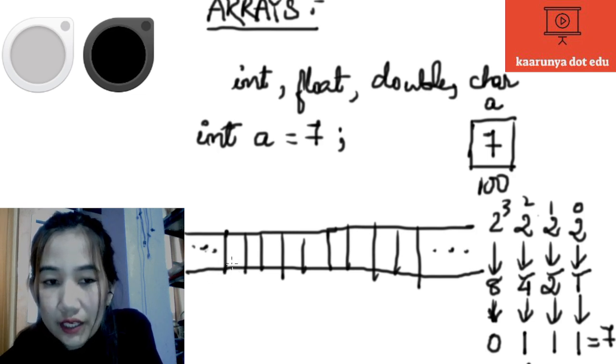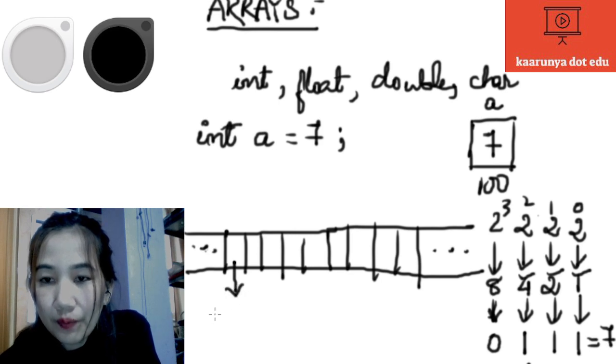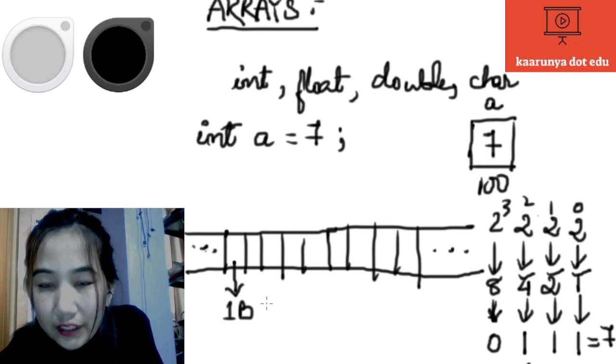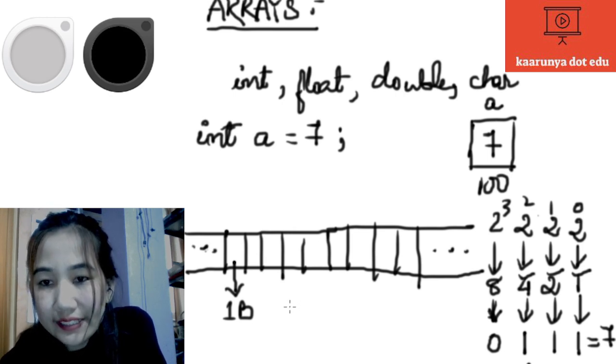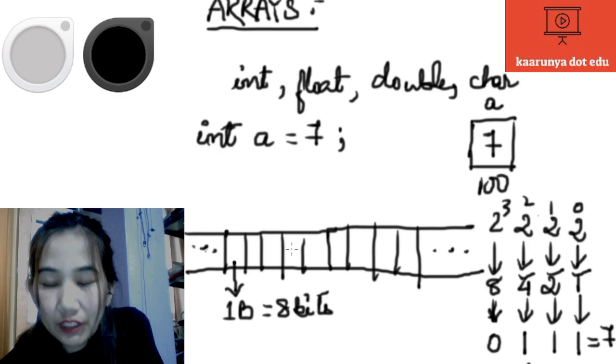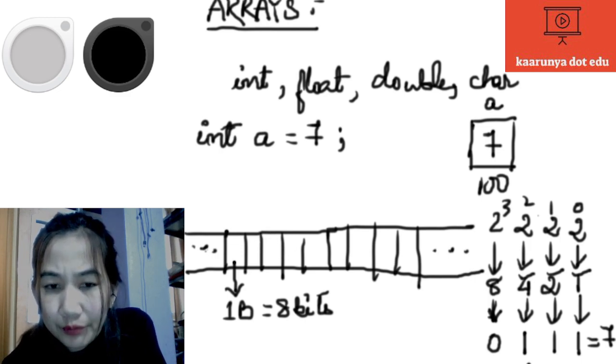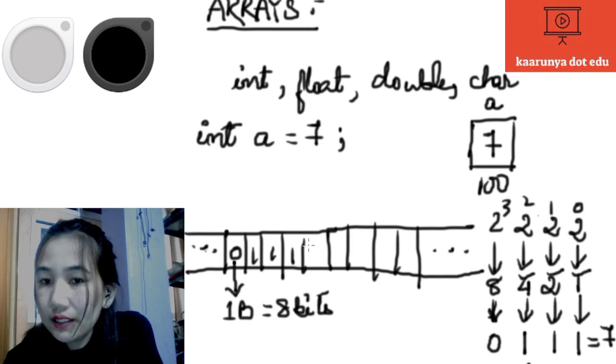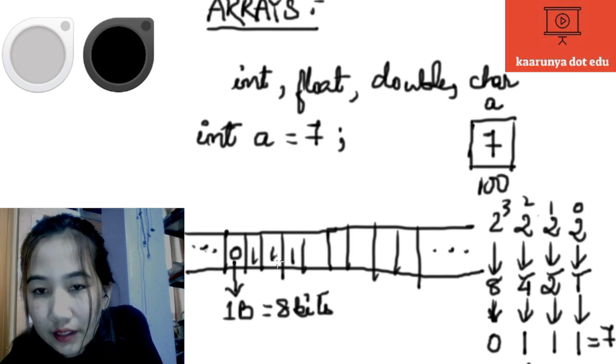So this one space is occupying 1 byte, right? And 1 byte is equivalent to 8 bits. Alright, so how will it be stored inside the computer's memory? In the computer's memory, it will be stored as 0 1 1 1. It will be stored like this, right?